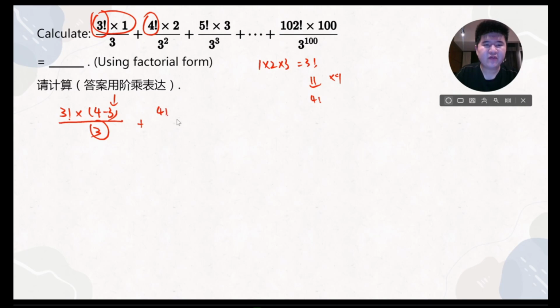For the factorial of 4, how can we make it a factorial of 5? 对于4的阶乘，我们怎么给它变成5的阶乘呢？乘以5呗。But we only have 2 here, so the 2 becomes 5 minus 3. Hey, we got a 3 again. So we find it is okay for all the terms. For the factorial of 5, if we want to make it factorial of 6, 我们需要乘以6, and the 6 is 6 minus 3. And the 3 is 6 minus 3.